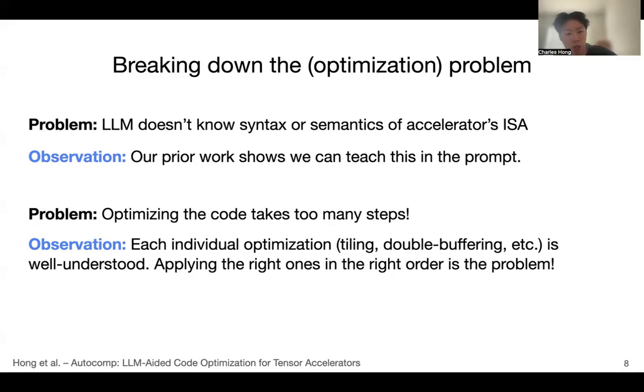The second problem was that optimizing the code is a challenging problem. And it's still going to be challenging, for humans or for LLMs. But what we observe is that each individual optimization, for example, tiling, double buffering, and so on, is a pretty well understood concept. But applying the right optimization in the right order in the syntax of a particular accelerator is challenging.